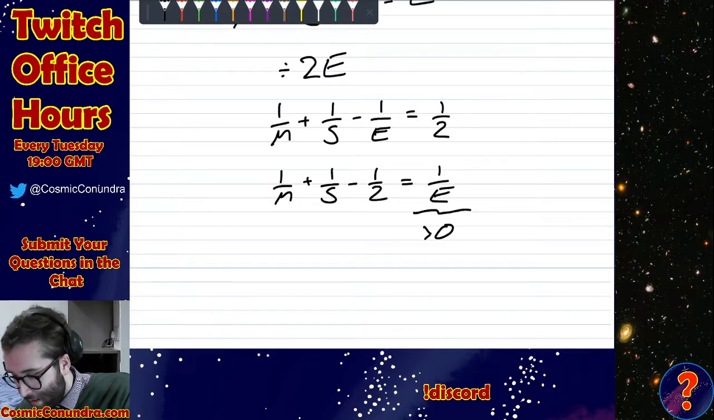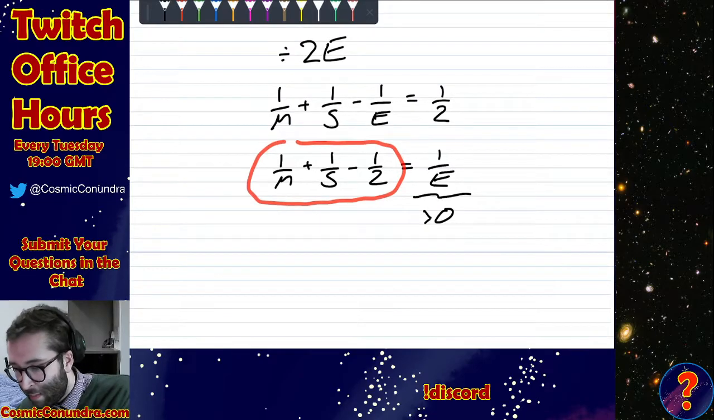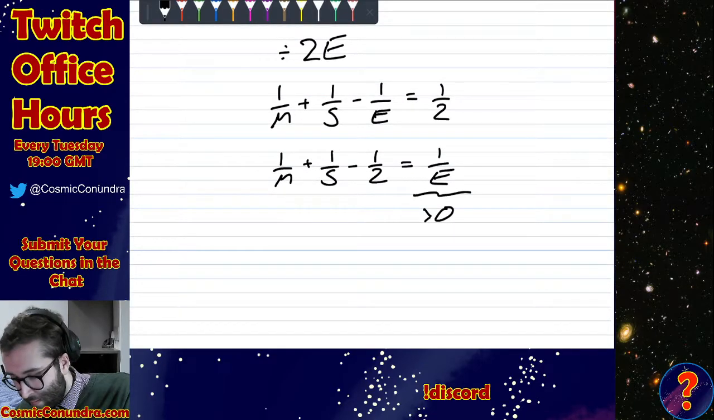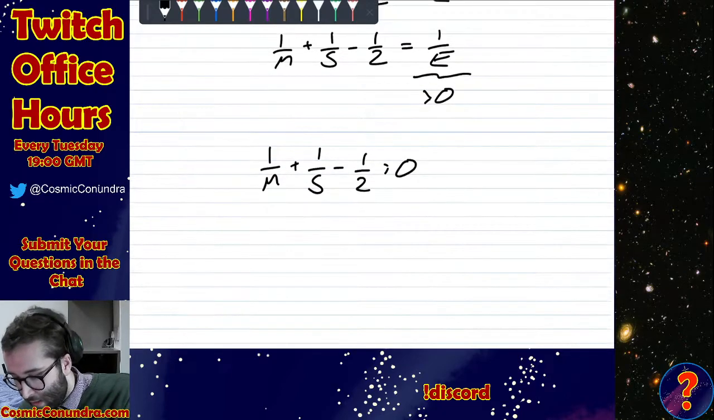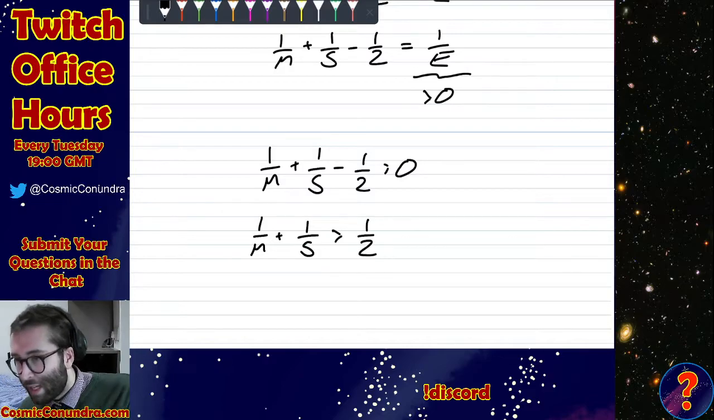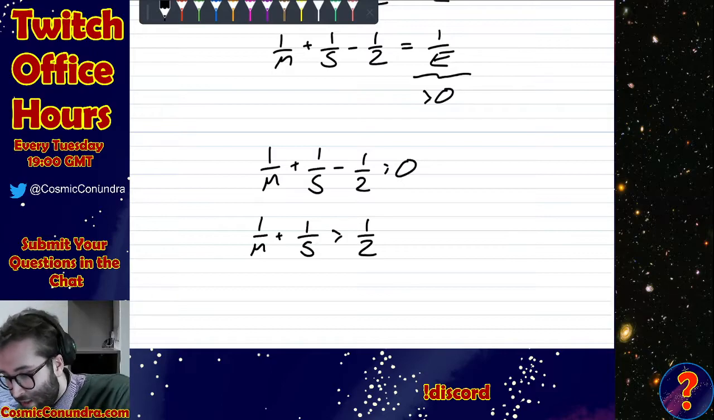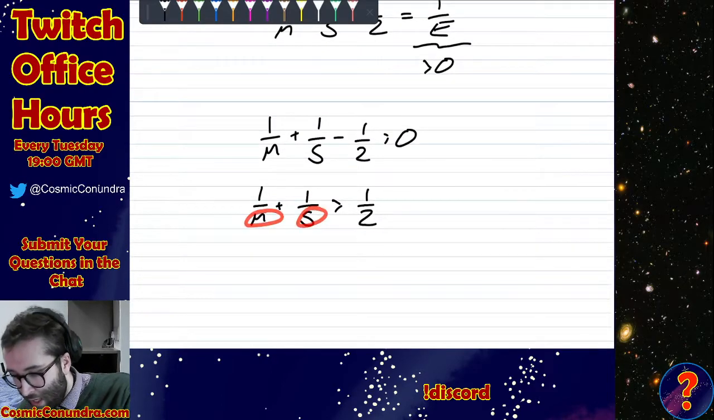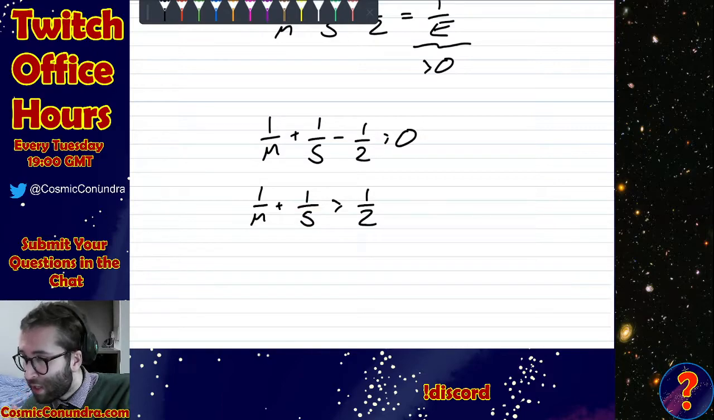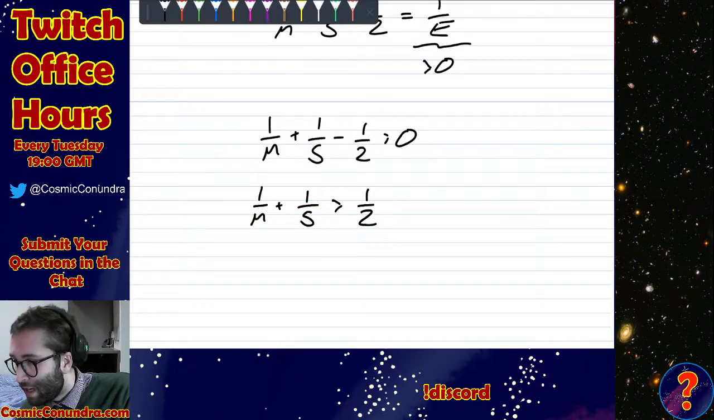So really the thing that must be true of this equation is just that 1 over m plus 1 over s minus a half must be bigger than 0. Okay, that is the kind of bound on this equation. Or in other words, 1 over m plus 1 over s must be bigger than a half. Okay. And now we just have to find all of the integer pairs of solutions, m and s, for which this is true, for which 1 over m plus 1 over s is greater than a half.